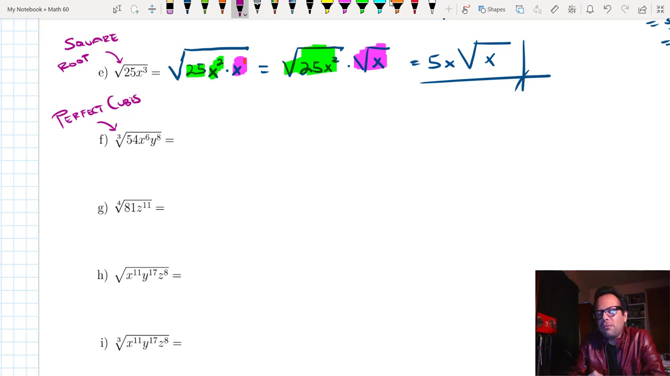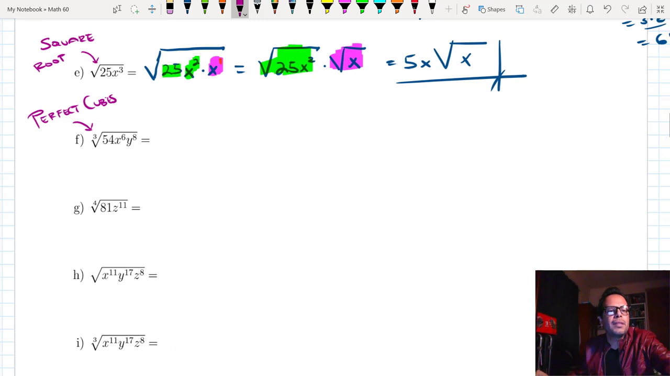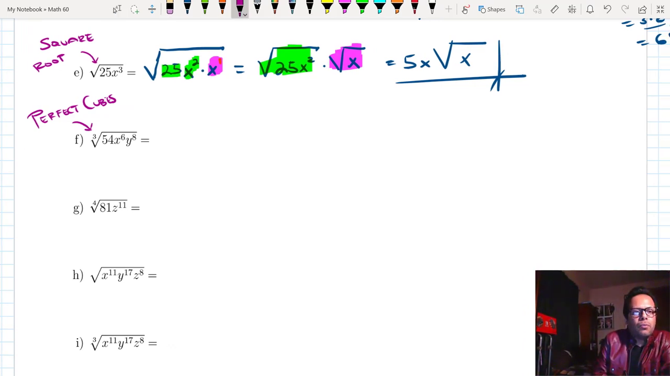However, when it comes to perfect cubes, they are not the most common numbers. So let's list the first few. I'm going to list them here on the left side. 1 cubed equals 1, 2 cubed equals 8, 3 cubed equals 27, 4 cubed 64. 5 cubed equals 125.